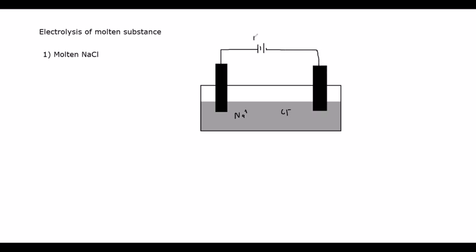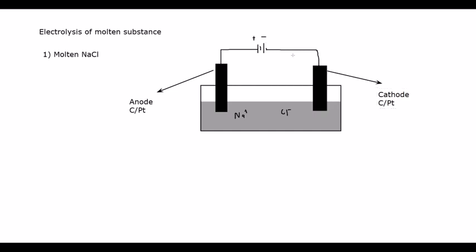carbon or platinum. The electrode which is connected with a positive terminal, we call that electrode the anode, and that's made up of carbon or platinum. The electrode which is connected with a negative terminal, we call that the cathode. It is also carbon or platinum. The solution through which we are passing a current, we call that solution the electrolyte.